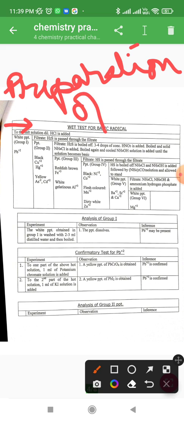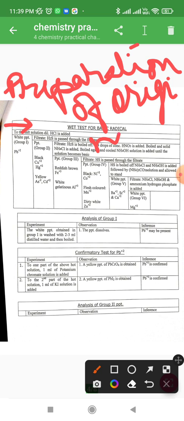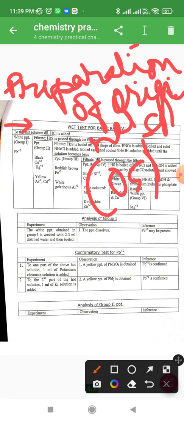Preparation of original solution. In short, we write OS. Okay. The preparation of original solution should be written how? A small amount of the salt is dissolved in water and is known as original solution. Okay, only that much will do.